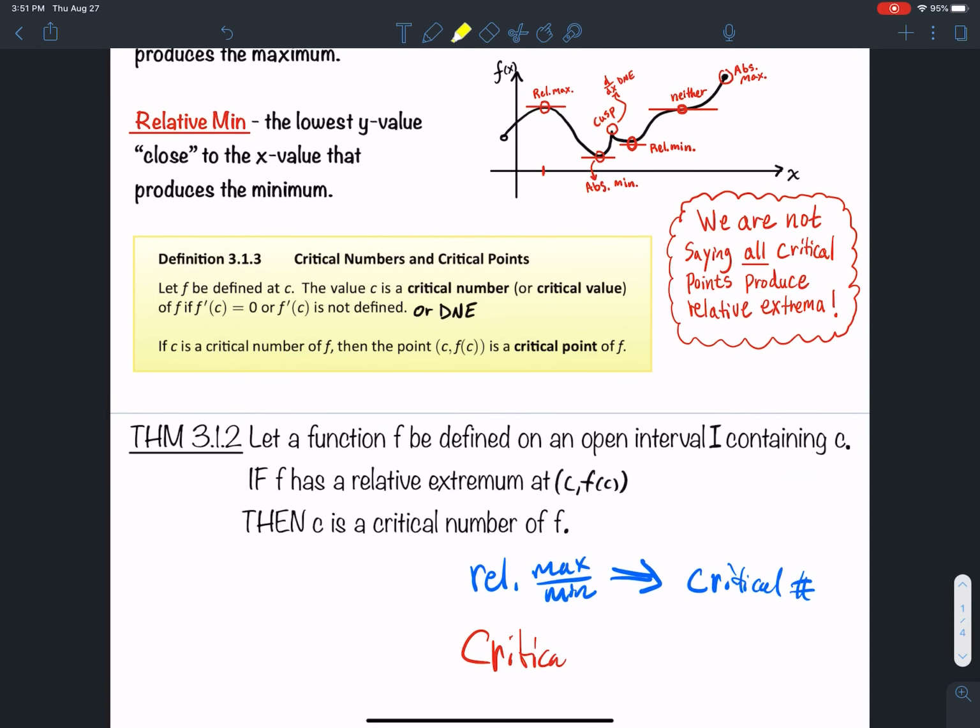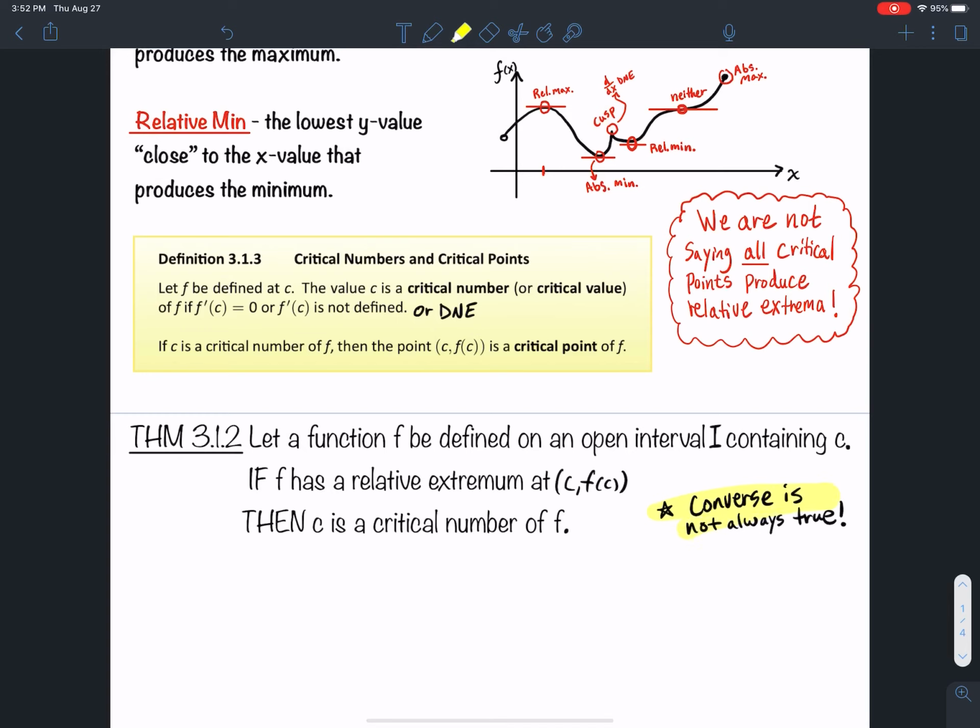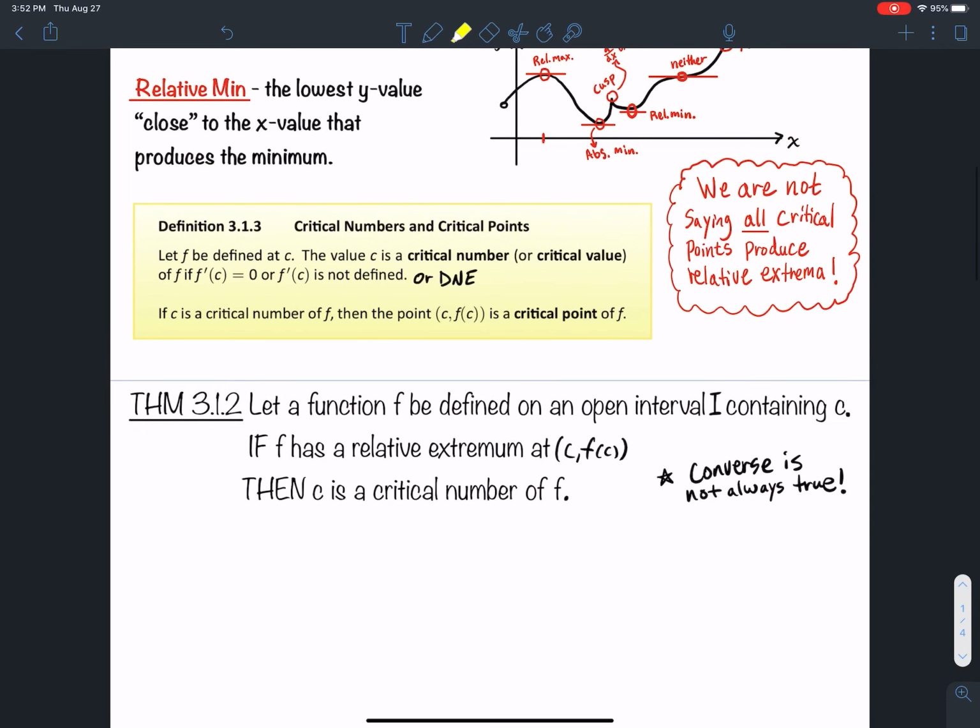Hopefully I didn't beat that into the ground too much. Just stressing it because that's probably one of the things that students get confused with. So the converse is not always true, okay? So when I think about the converse, all right, when I say converse, it's like if P, then Q. The converse of this would be if Q, then P. Okay? That's what I mean by the converse. We just swap the hypothesis with the conclusion.